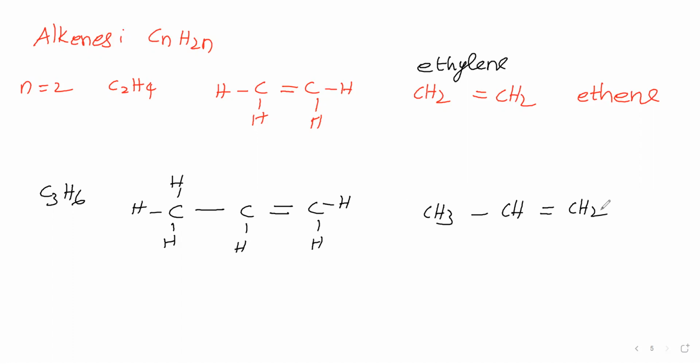Now, here 3 carbon atoms are present, therefore we can say prop. Then the C=C double bond is there, therefore ene. So the IUPAC name of this compound is propene. Then the common name we will say, the common name is propylene. Propylene is the common name.